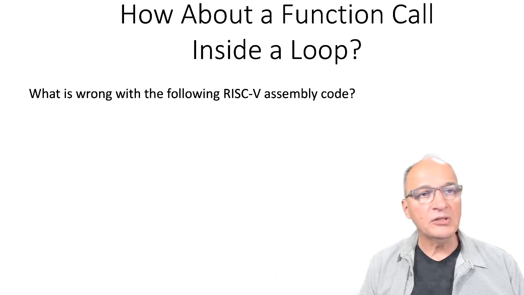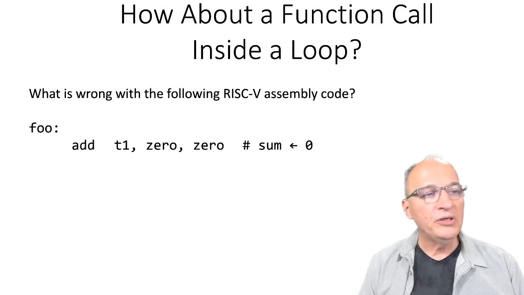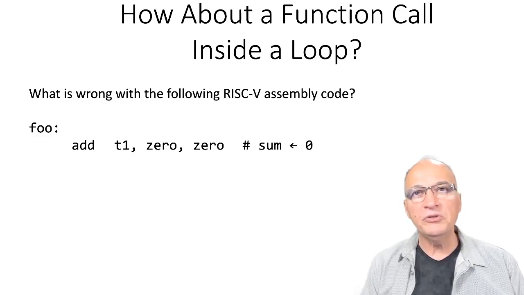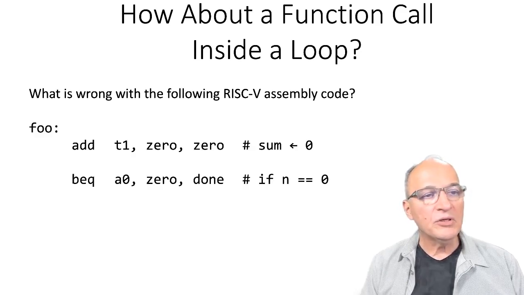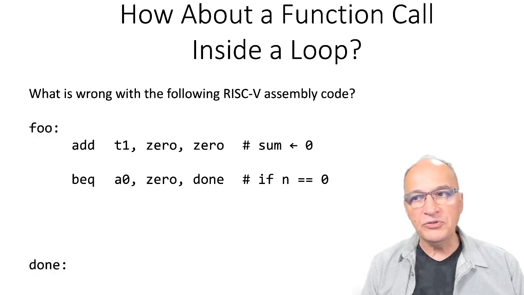Now let's look at another example where we're going to have a function call inside a loop. This function foo now will initialize the variable sum to 0, and I'm using the register t1 to store the value of sum. Then it will test whether a0 is equal to 0. a0 is the parameter for the function foo, so in this case the comment is telling me that I call that parameter n, and I'm asking whether n is equal to 0. If n is equal to 0, I'm done.